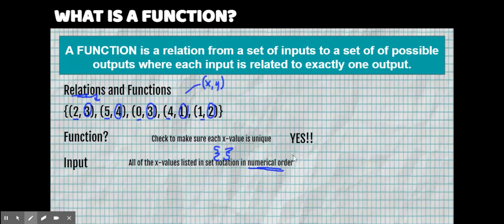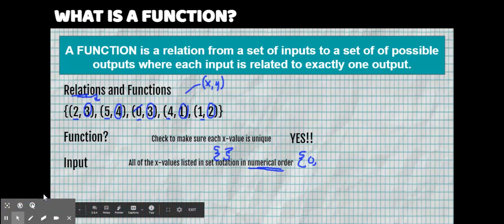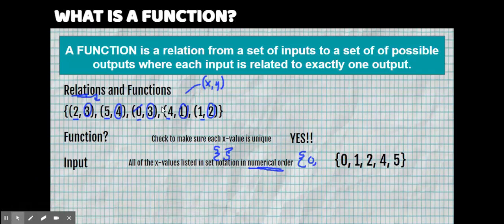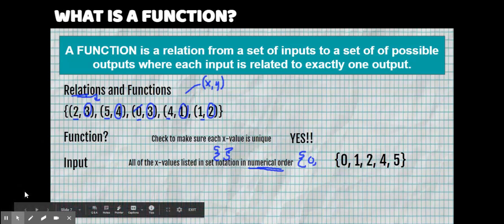So what I usually do is I set up my set notation and I go through and I look for that smallest number and I can see it's 0. So I'm going to list my 0 and then I'm going to cross it off because I took that one into consideration. So I go through and I make sure that I have all of those input values listed, and there it is, 0, 1, 2, 4, 5. And that's in numerical order, and it is in set notation. Those are my input values.